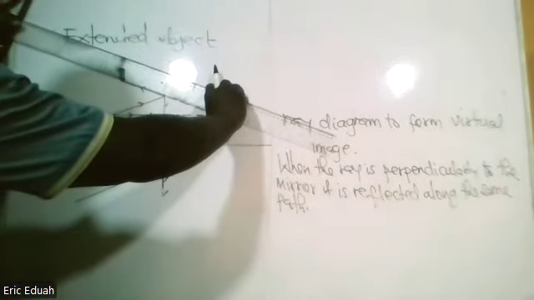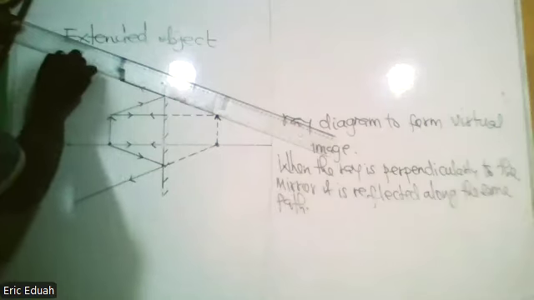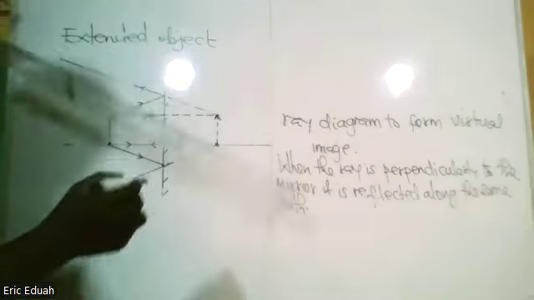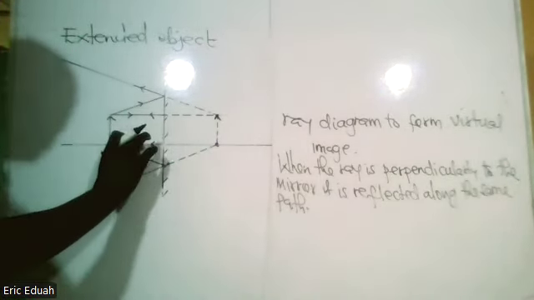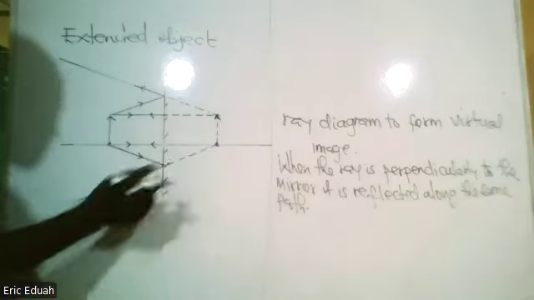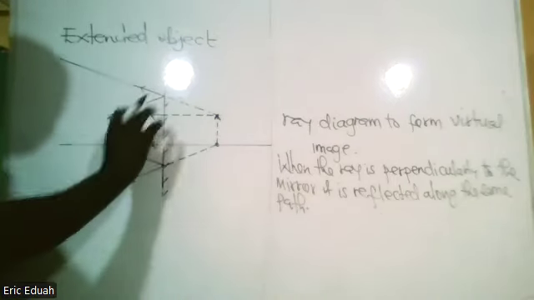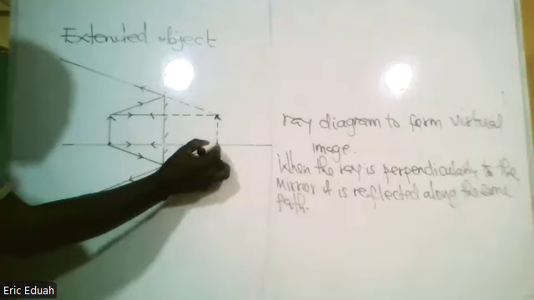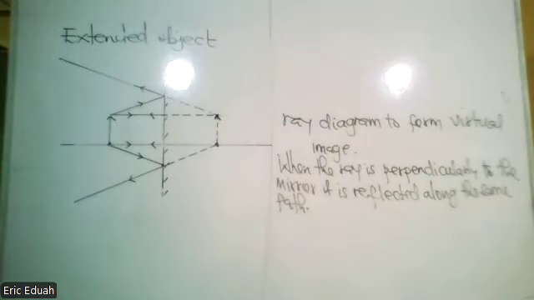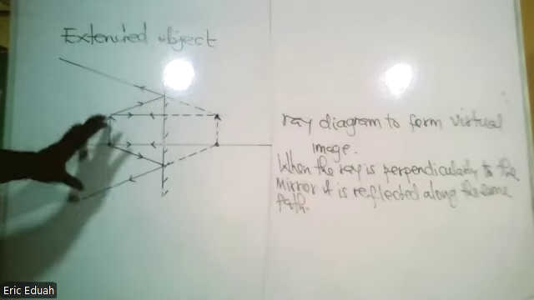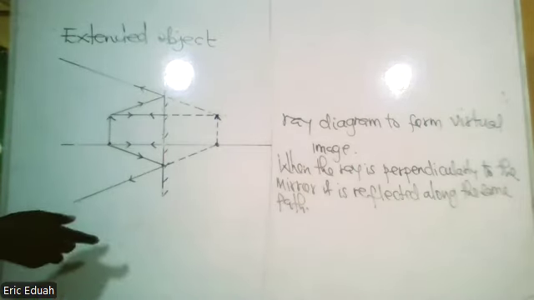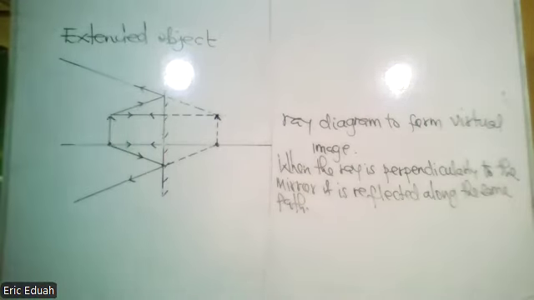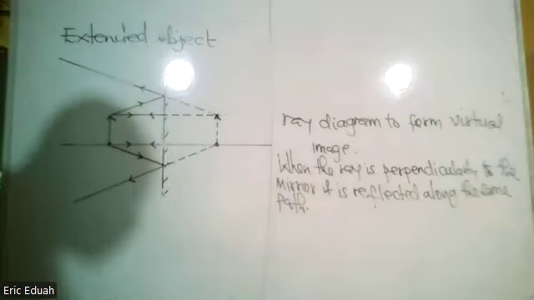So this does it for an extended object. Just two rays to form the head, and two rays to form the foot, and you are good to go. So this is using ray diagram to form the image of an extended object placed in front of a mirror.